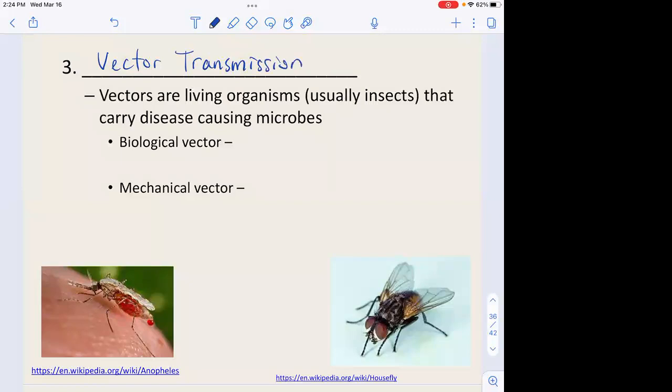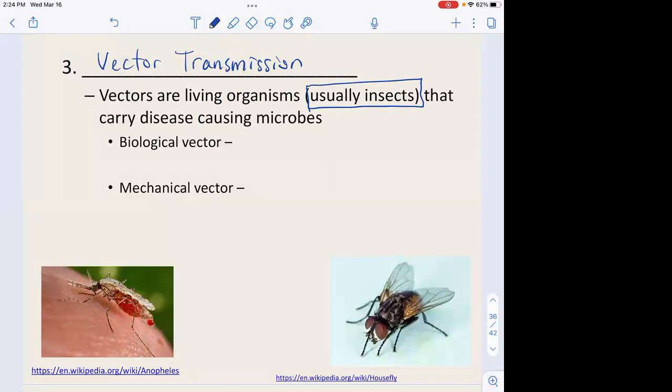Okay, so vectors are living organisms, usually insects. I actually couldn't find an example anywhere of when a vector was anything but an insect. So let's say vectors are insects that carry disease-causing microbes. Okay, and vectors can be either biological or mechanical.